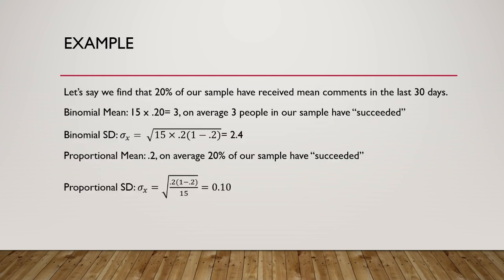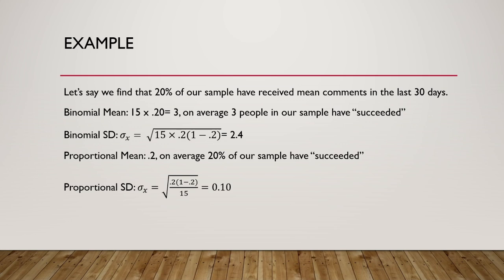All right, so let's say that 20% of our sample have received mean comments in the last 30 days. Let's try that out. Looking at it as a binomial distribution, let's find our mean. We do our sample size times our success rate, so 15 times 0.2, we end up with 3. So on average, 3 people in our sample have succeeded, or have received abusive comments. Our standard deviation is going to be the square root of, again, our sample size times our success rate times our failure rate. So that equals 2.4.